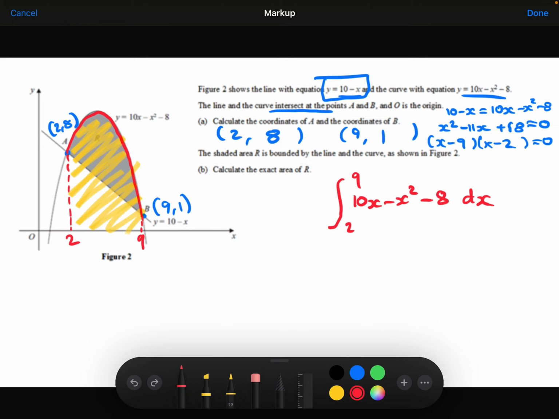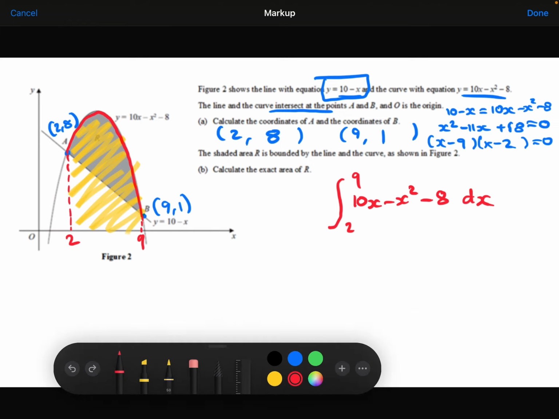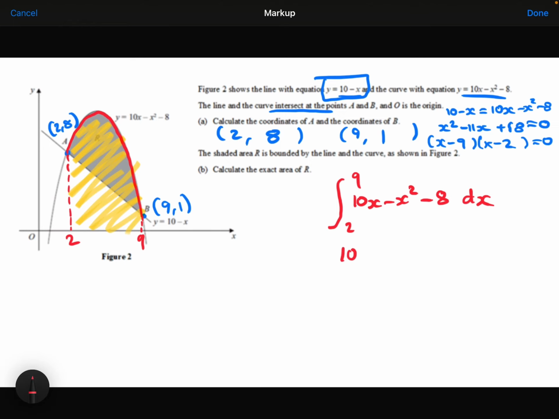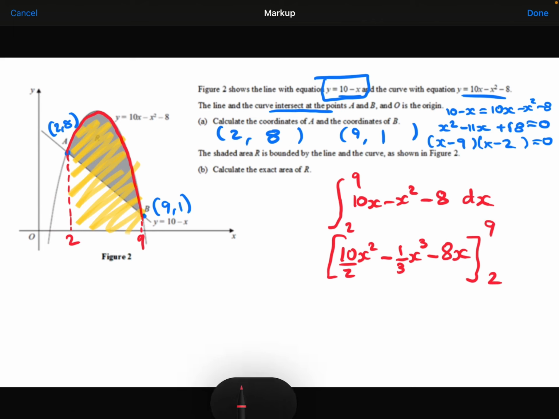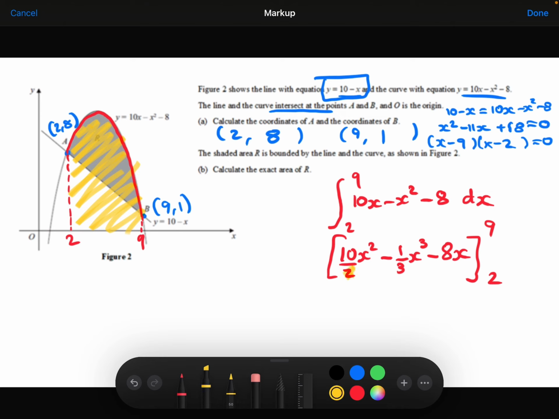So let's do the integration first. So 10x will integrate to be 10x squared over 2. The x squared will integrate to be 1/3 x cubed. And the minus 8 will integrate to be 8x. Just before I substitute my limits in, let me simplify the 10 over 2 to be 5.